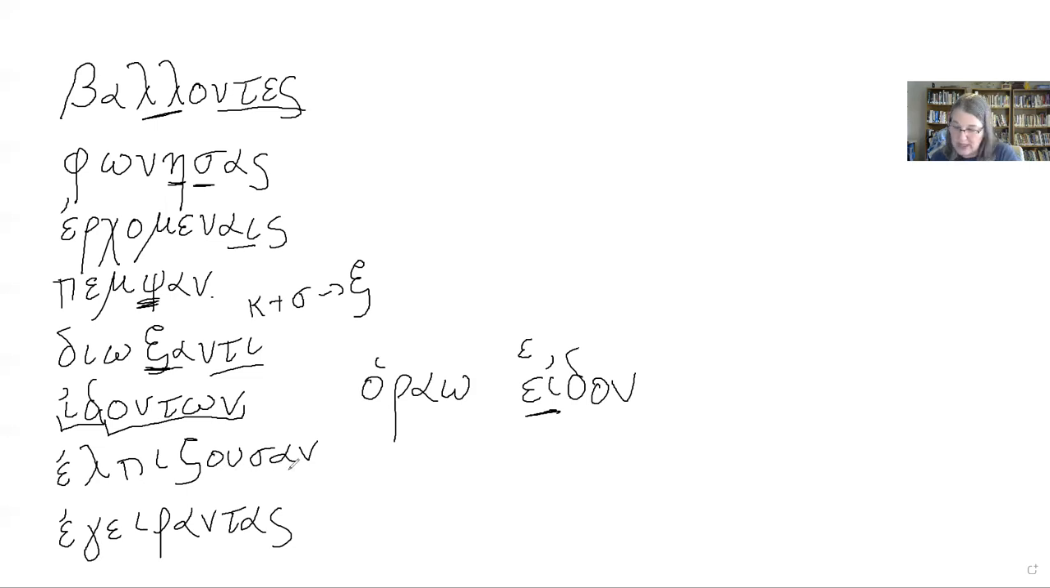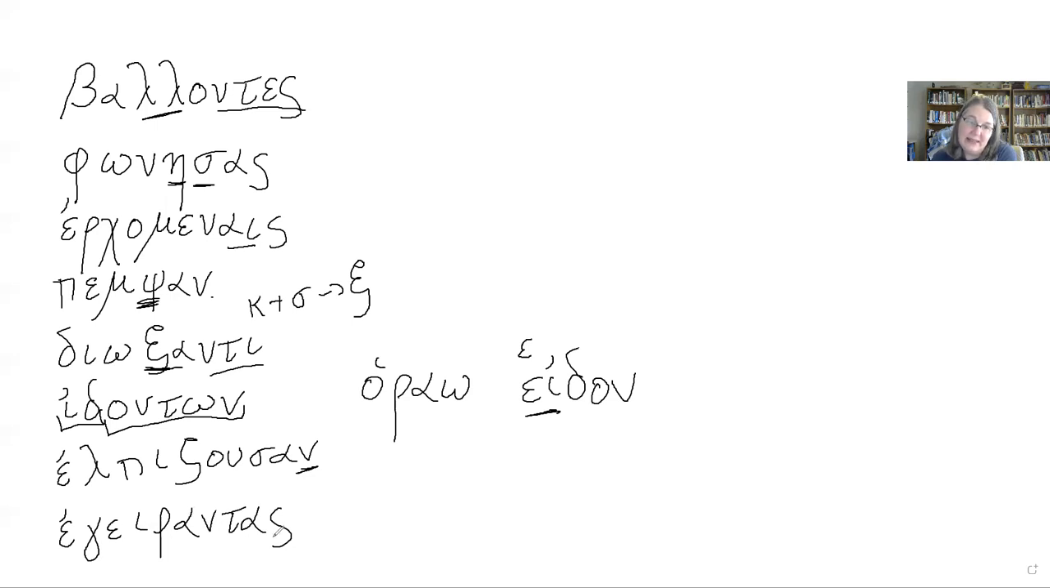Elpizousan, now we have, this is a present stem. I recognize this as elpizo, a present tense verb that I know. And we have the ousan. Now we recognize this is a feminine ending, and this is accusative singular at the end.